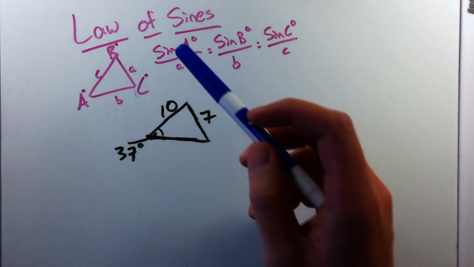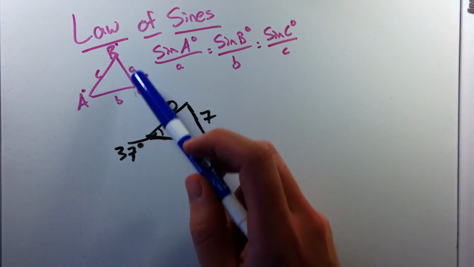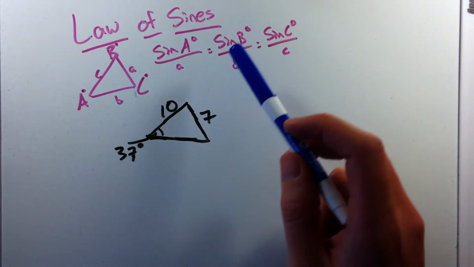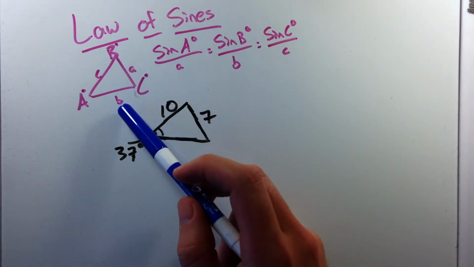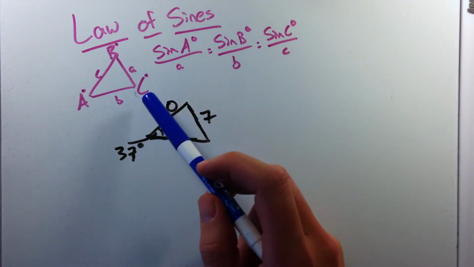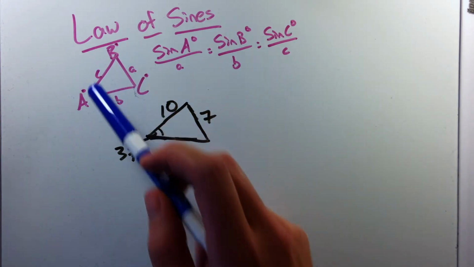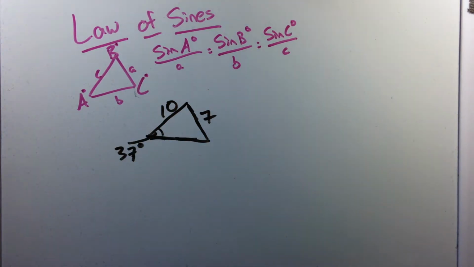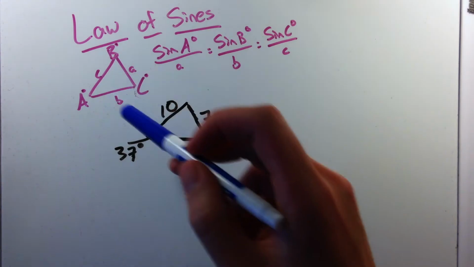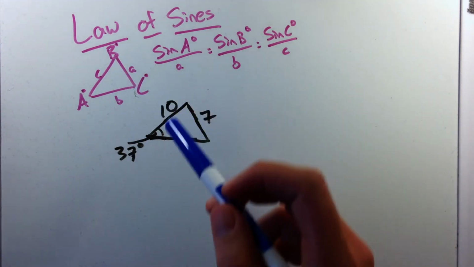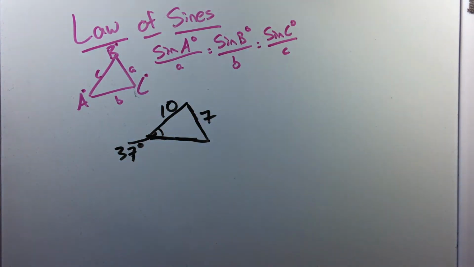So the sine of A degrees over its opposite side length is equal to the sine of another angle over its opposite side length, which is equal to the sine of another angle over its opposite side length. So it's important to think of it as that and not necessarily matching up a certain set of ABCs to your problem in question.